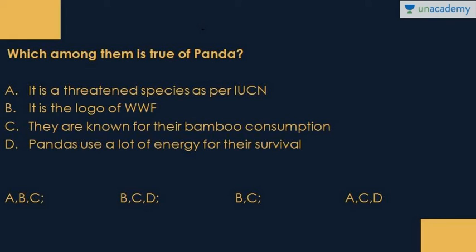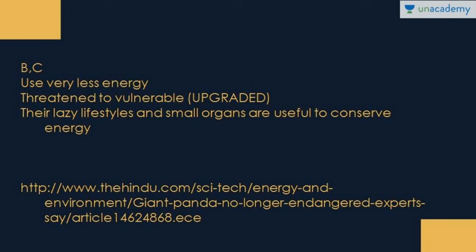So looking at the correct option here, the first one is absolutely wrong. This very year the species has been upgraded and it is no longer threatened. If you look at B, it is the logo of WWF. Yes, this is very popular, very visible too. If you look at C, also very visible, known for the bamboo consumption. They consume bamboo, they go crazy for bamboos. If you look at D, pandas use a lot of energy. No, they are very, very lazy creatures and they never use a lot of energy. So we here have only B and C as the correct option.